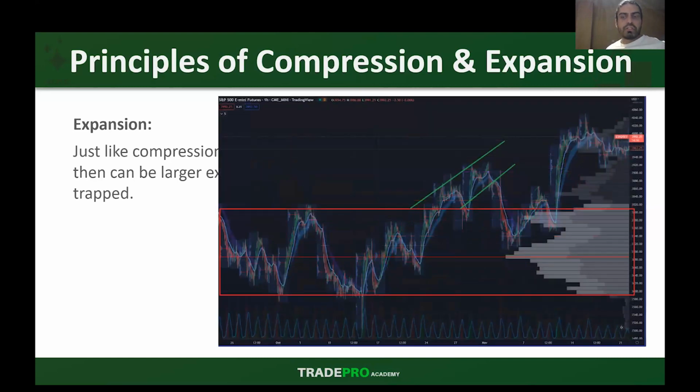And then you can have these large compressions that last a multitude of days, eventually getting this expansionary period. In this case, the compressive period is about 200 points wide, and the expansionary move is about 120 points long.